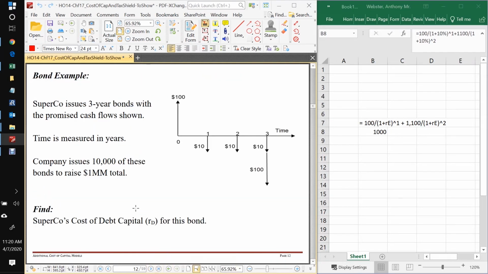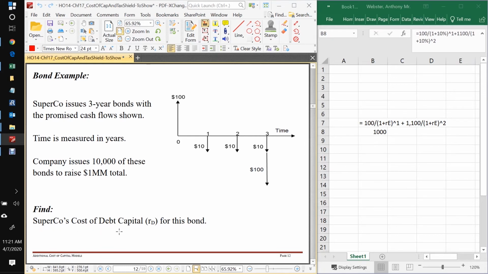So let's look at a bond example. Let's say Superco here issues some 3-year bonds with the promised cash flows shown. So they're going to get $100 for each bond, and in return, they're going to give $10 interest, $10 rent on that $100 for 3 years. And at the end of the 3 years, they're going to pay back that principal amount. And the company is issuing 10,000 of these, so they get $1 million total. Okay, hooray for them. That's great.